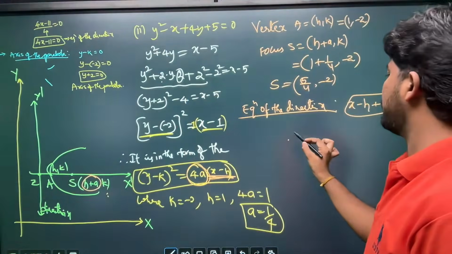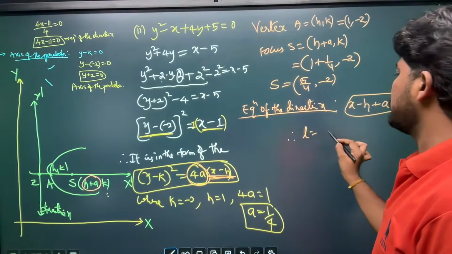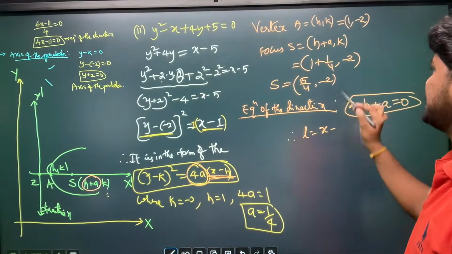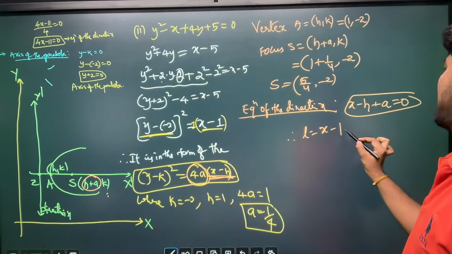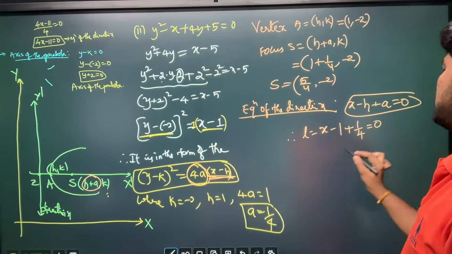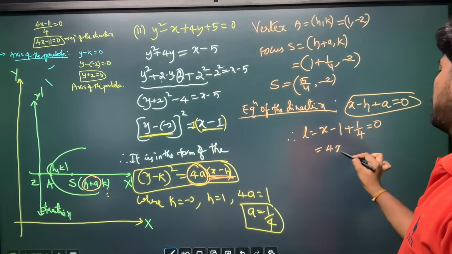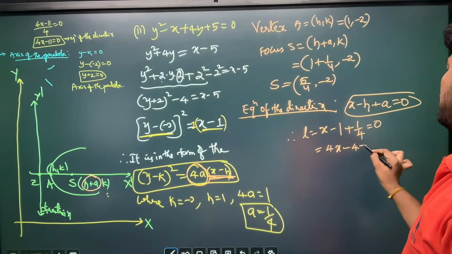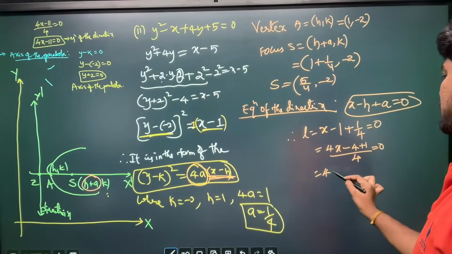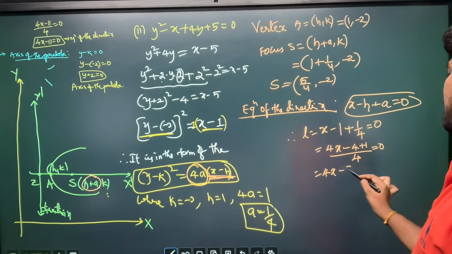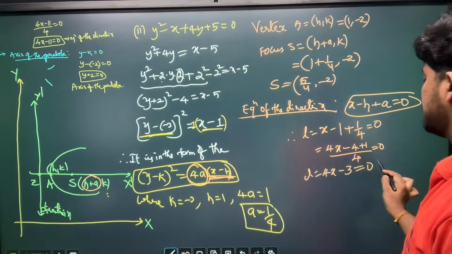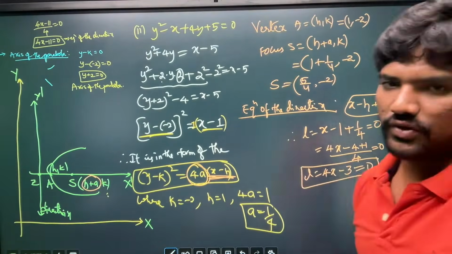So the directrix is denoted by small l. Equation of directrix l: x minus h plus a equal to 0. What is the h value? 1. The a value is 1/4. How do we simplify this? 4x minus 4 plus 1 equal to 0, so 4x minus 3 equal to 0. This is the equation of the directrix: 4x minus 3 equal to 0.